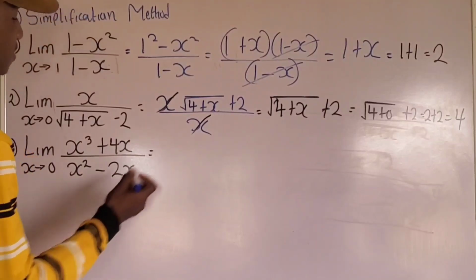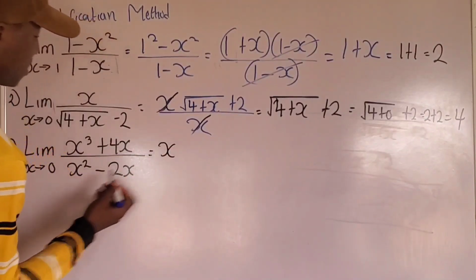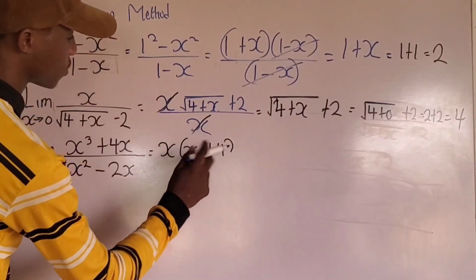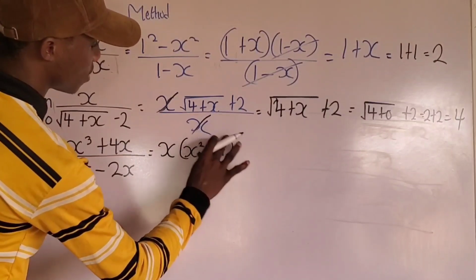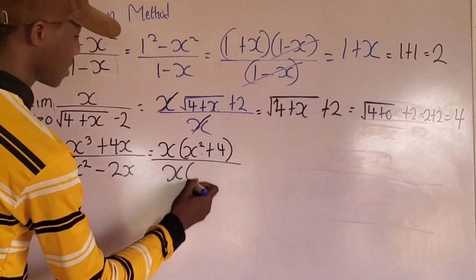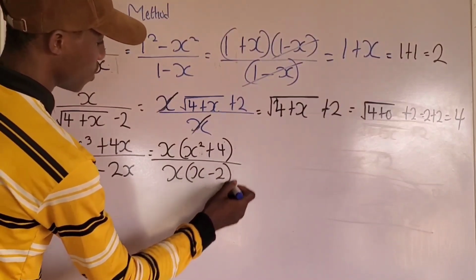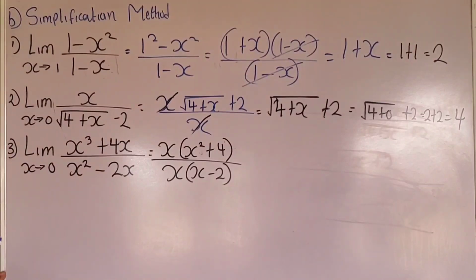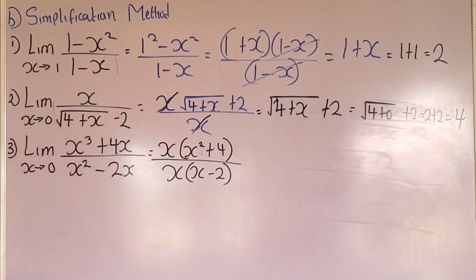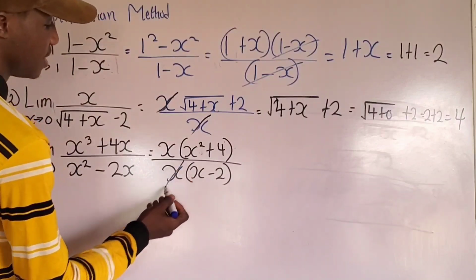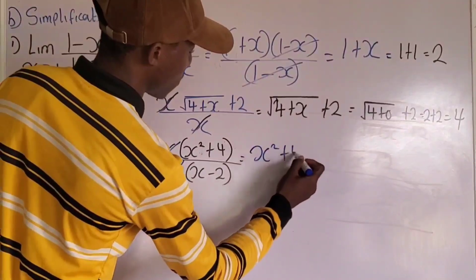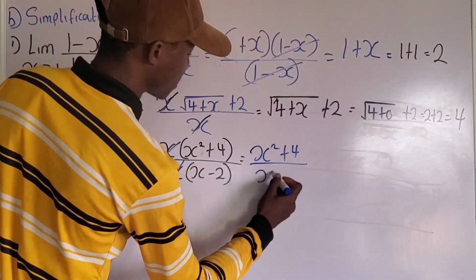So for this, I'm going to have x times x to the power of 2 plus 4, all over x times x minus 2. What I did was that I just factorized x. You understand? I factor out x in both the numerator and the denominator. Now, having factorized x, this can cancel this. So I'm left with what? x squared plus 4 all over x minus 2.